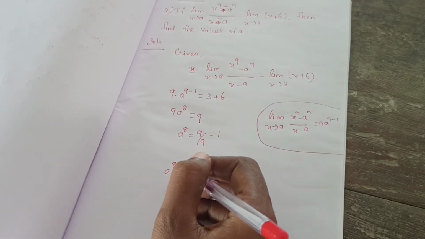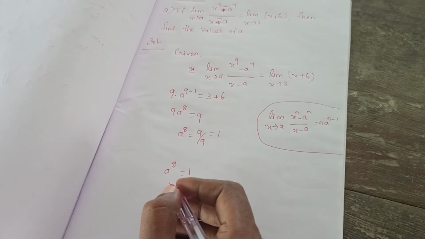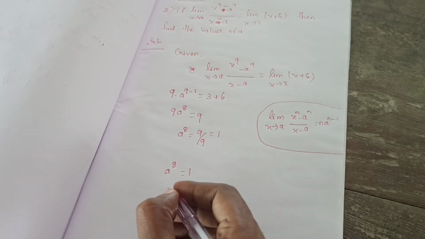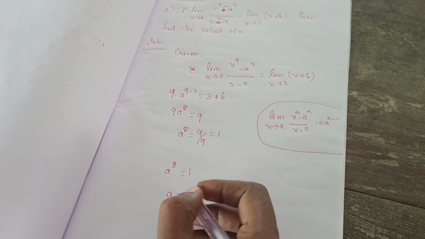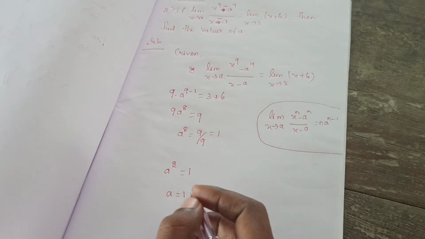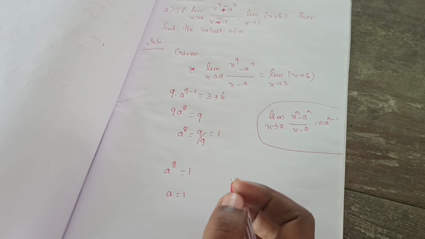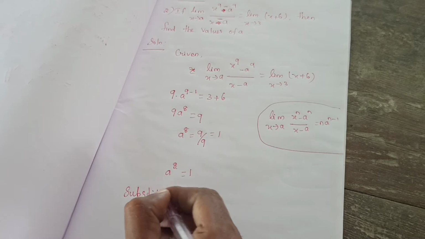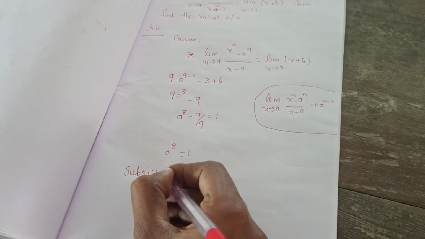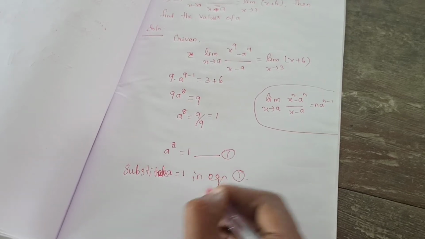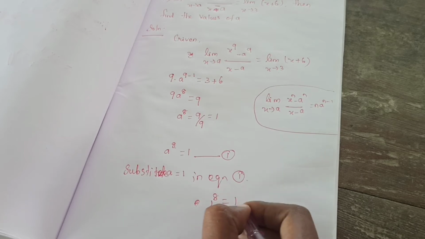So what will you get? What will you get? a equal to 1, is it right? So if you substitute and see, a equal to 1 means 1 power 8 equal to 1, correct? Yes. So if we are substituting a equal to minus 1, what will happen? Just substitute and see. Substitute a equal to 1 in equation 1. So what's the value you will get? a power 8. So 1 power 8 equal to 1 you will get.